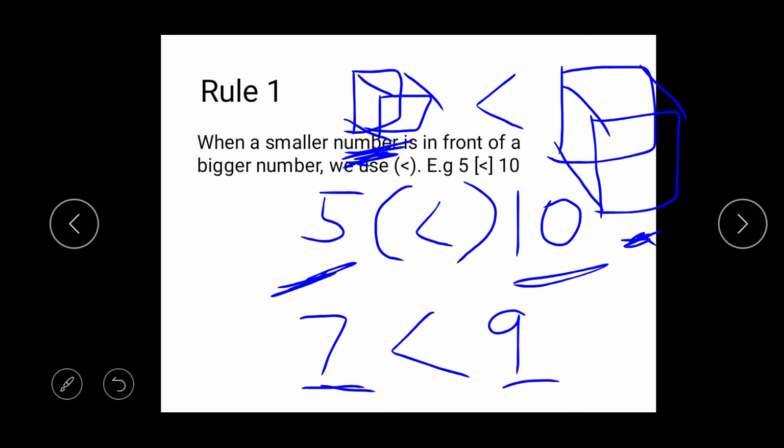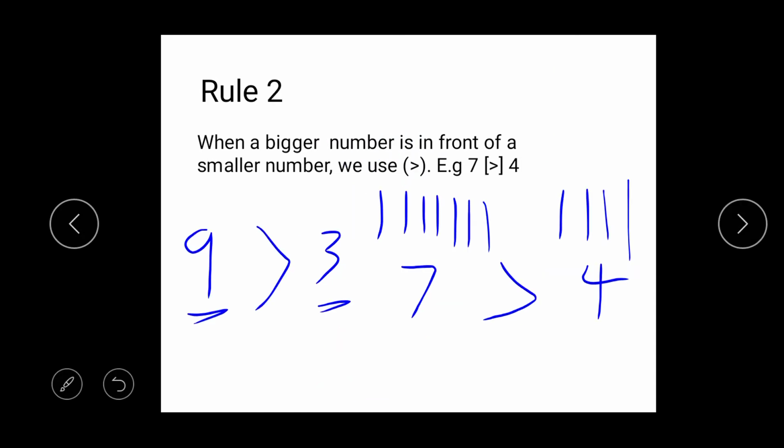The rule is, if you see a small number in front of a bigger number, you can say that the number is less than, because it is a small number. So 5 is less than 10 and 7 is less than 9. Rule number 2 says when a bigger number is in front of a smaller number, we use greater than.